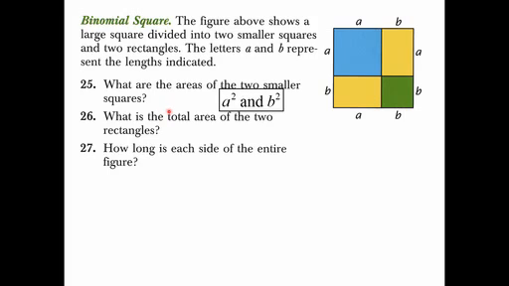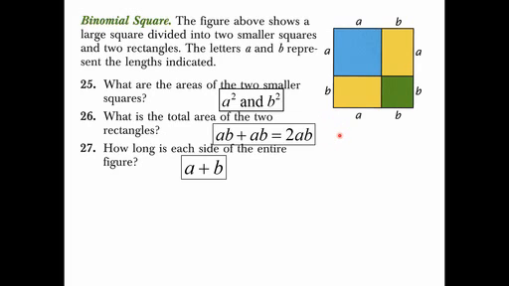Here we go. What is the total area of the two rectangles? Spoiler alert, okay. Try it yourself. It's a rectangle, so it's length times width. And there are two of them. So the answer, AB plus A times B is 2 ABs. How long is each side of the entire figure? Well, it's a square, so it looks like each side is A plus B. Probably should have said, make sure you pause, because I'm going kind of fast here. We're running kind of long.